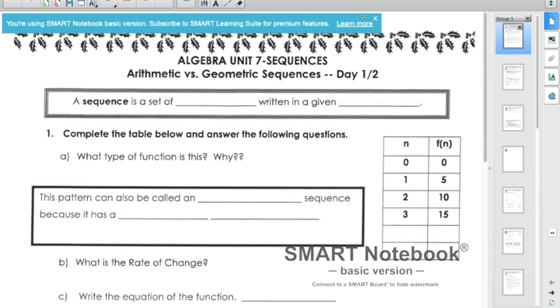And I apologize for the Smart Notebook little water stain here, but my subscription ran out, so that's the reason for that. Not a huge deal though.